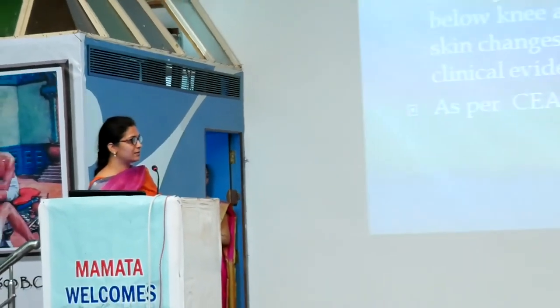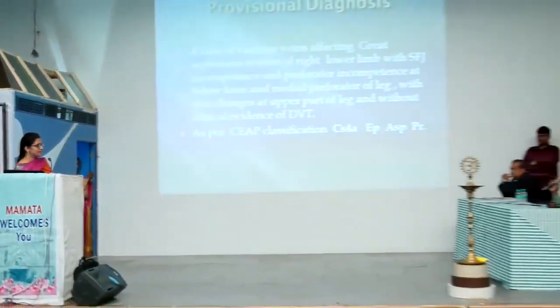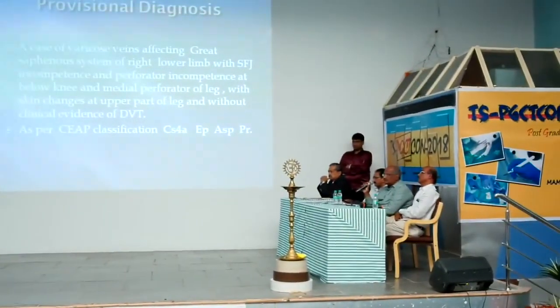After making your diagnosis, how do you confirm it? I'll confirm with the duplex scan of the right lower limb. It will indicate the saphenofemoral incompetence. By doing a duplex scan, we can know the saphenofemoral incompetence and perforator level incompetence, and also we can see the reflux in the deep system.